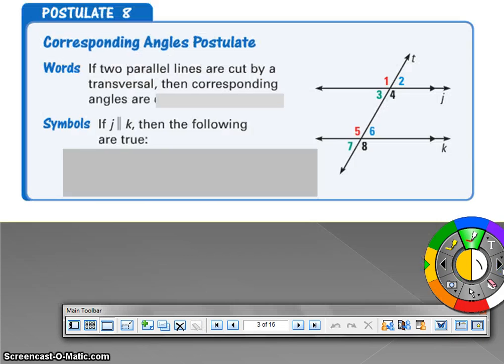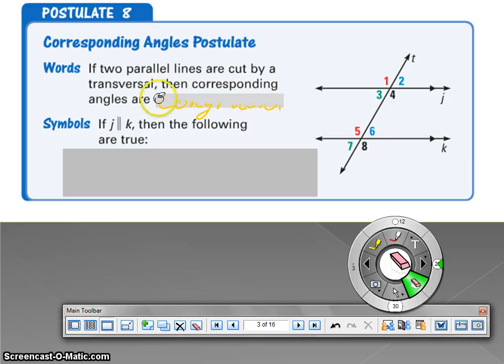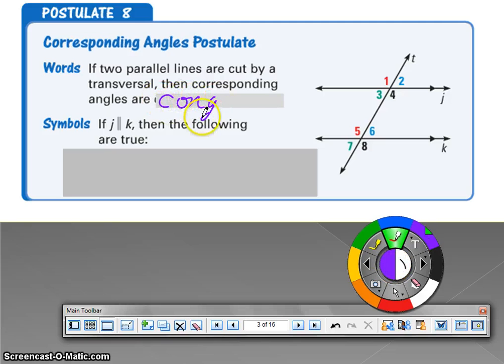Okay, so here's a postulate, corresponding angles postulate. If two parallel lines are cut by a transversal, then the corresponding angles are congruent. Corresponding angles are congruent. I don't think you can see that very well. Let me write that in a darker color. That's better. Okay. All right, so if you think about that for a second, angle 6 right here would correspond to angle 2. So those would be equal to each other.